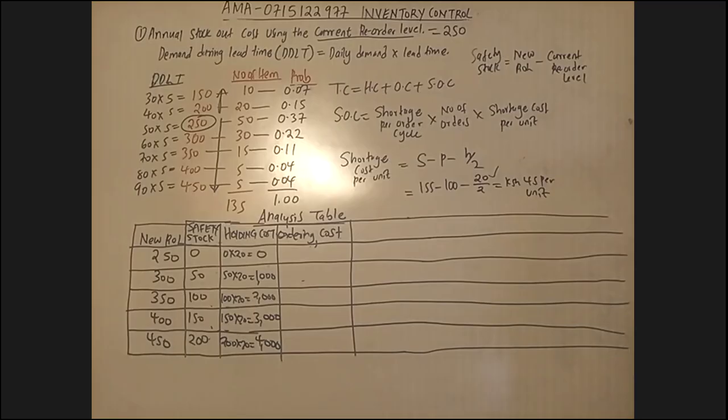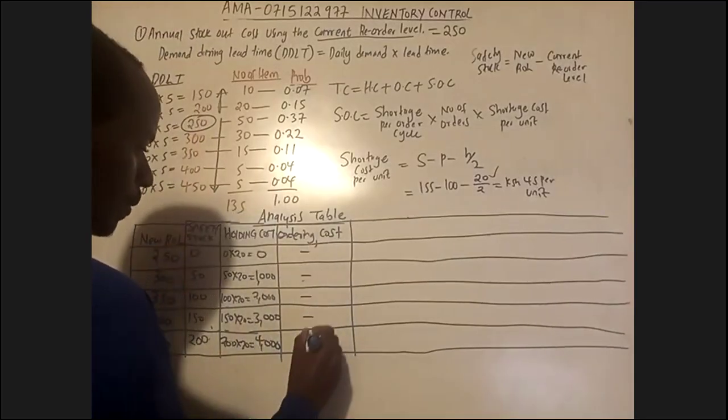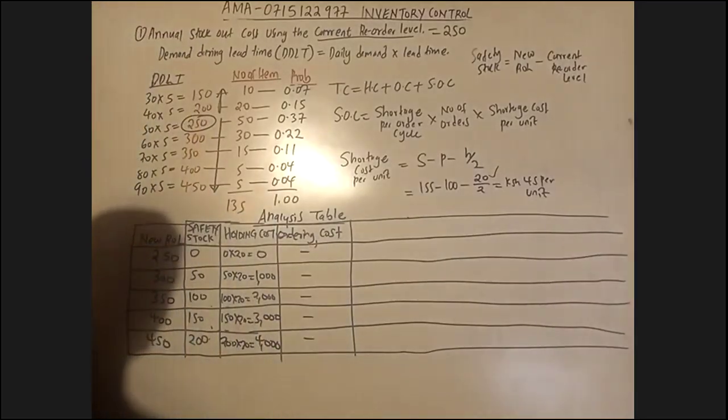Then ordering cost. Do you have the ordering cost? Kwa hiyo swali yetu, no, hatuna ordering cost. So we cannot compute that one. There is no ordering cost, so that one tunaachana nayo.